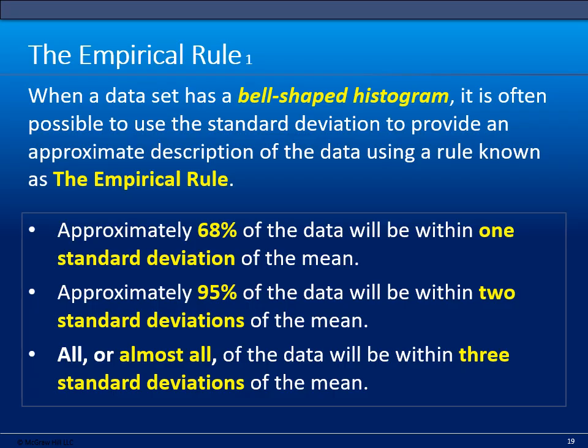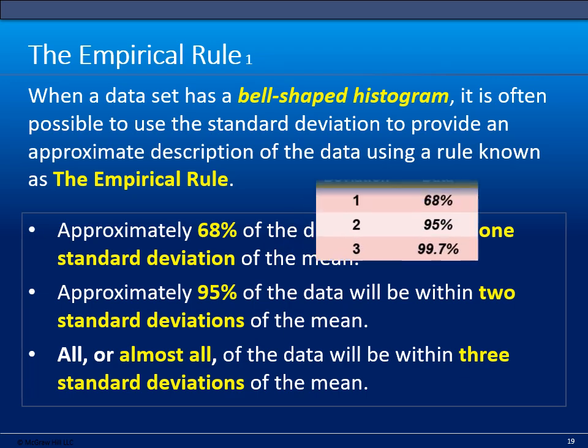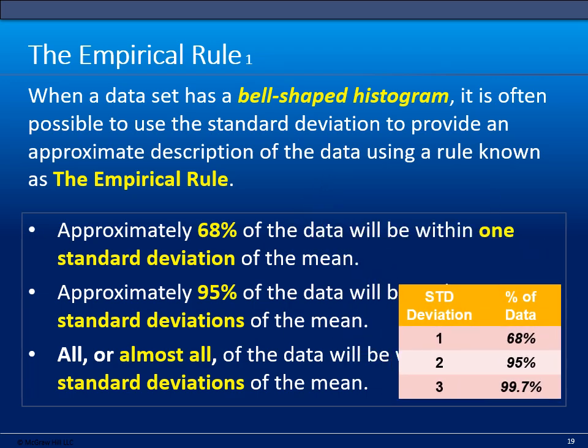And here, almost exactly all, I wish I had the measure right here. I'll give it to you in a minute. Almost all of the data will certainly be within 3 standard deviations of the mean. There it is. The actual number is 99.7% of the data will be within plus or minus 3 standard deviations.